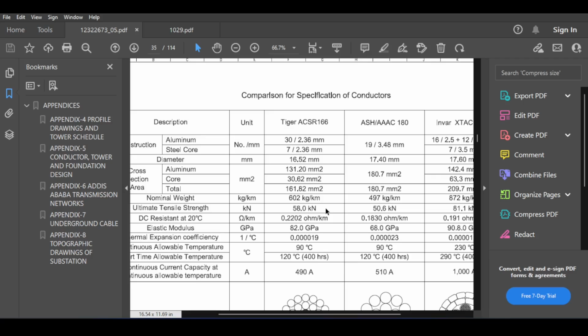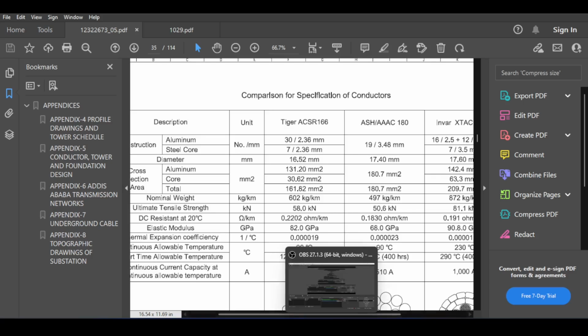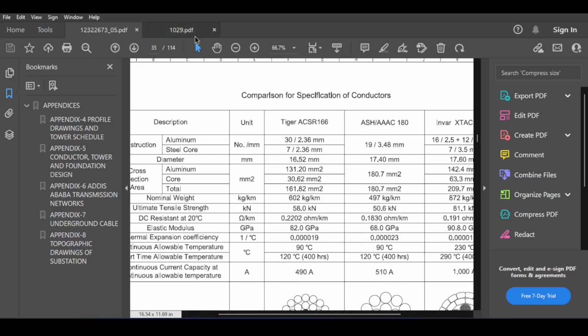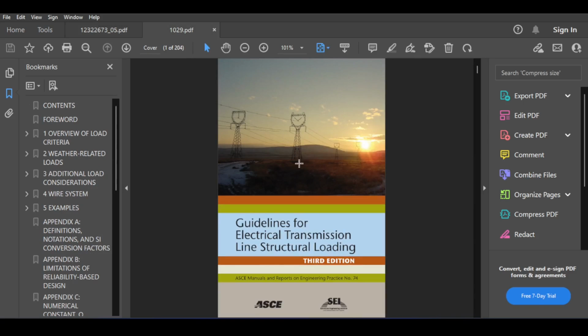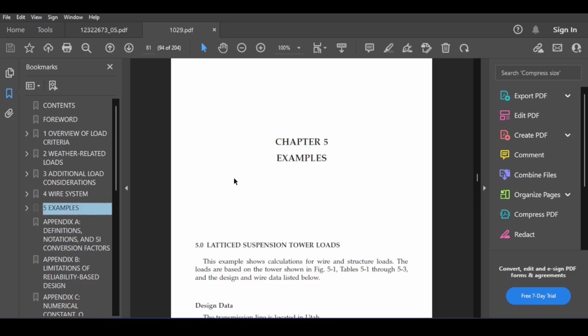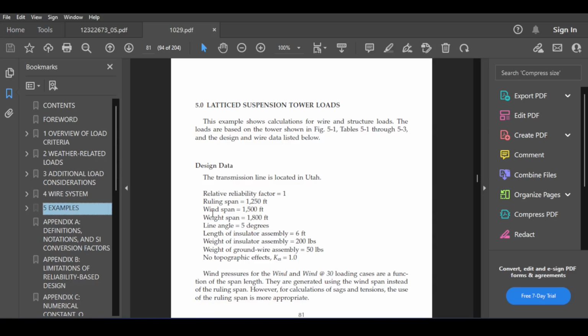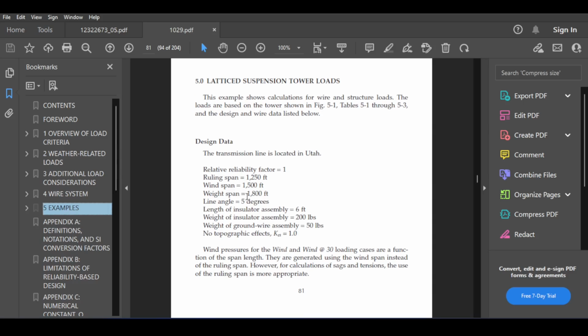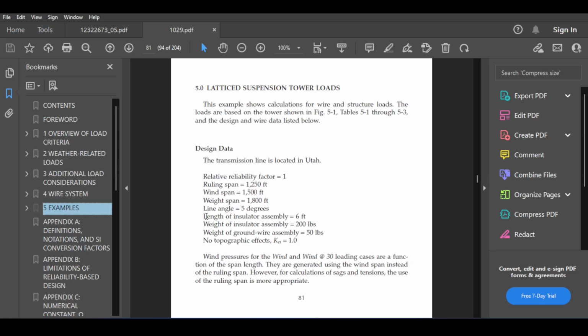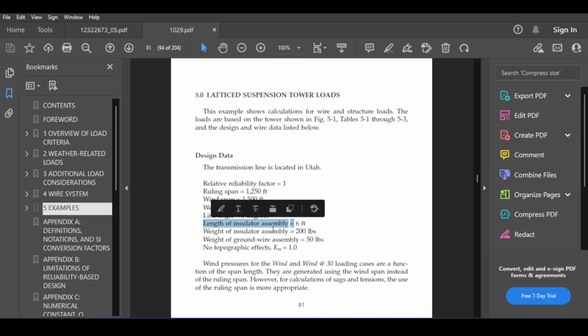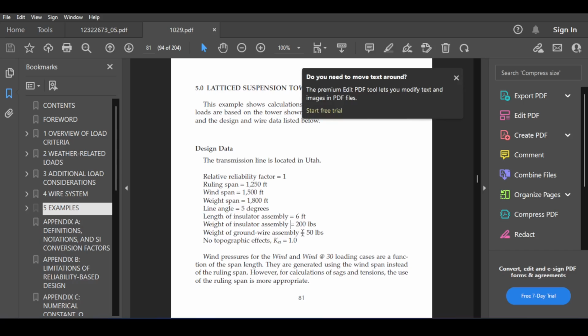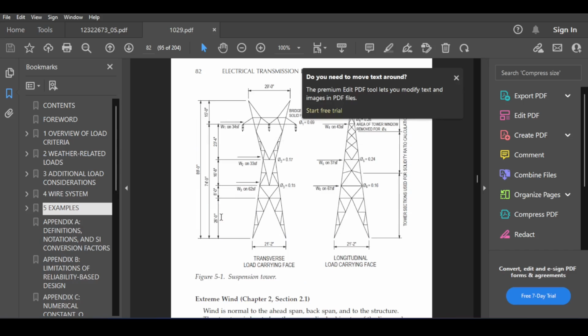Now, I don't want to just quickly sign off like this because you're not used to this. I should show you some more interesting stuff. In the reference I have given you, there is something called an example. And this is gold because now you can see everything. You can see something called reliability factor, ruling span, wind span, weight span, line angle. This is the angle between the lines, by the way. The insulator assembly, the weight of the insulator assembly, 200 pounds, lots of stuff.